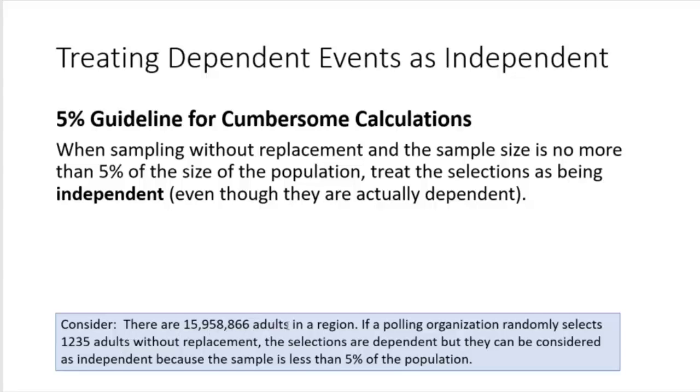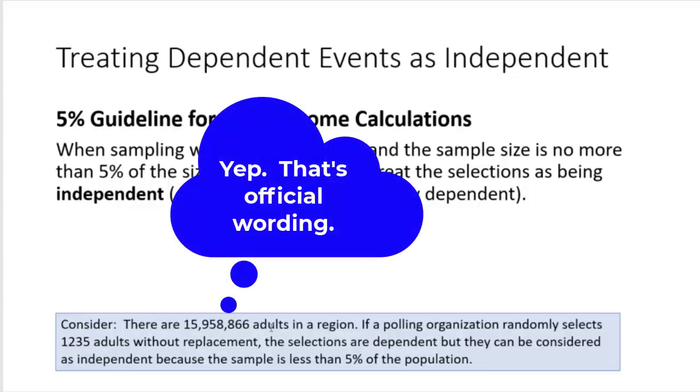You've got 15,958,866 adults in a region. A polling organization selects 1,235 adults without replacement. That just means they're not going to pick the same adult to answer the same questions twice. That's very typical for a survey. We say that's without replacement because we don't ask the same people the question again. The selections are dependent, because the chances of the first adult getting picked are 1 out of 15,958,866.